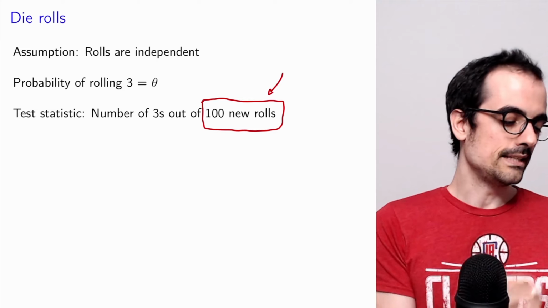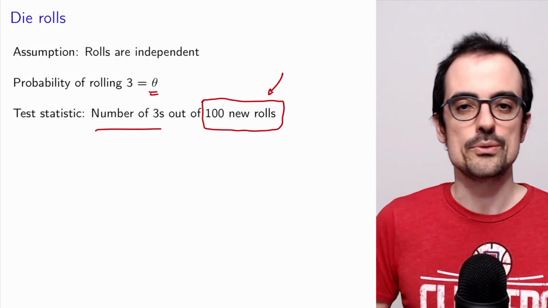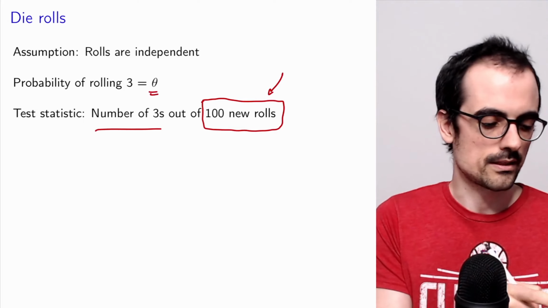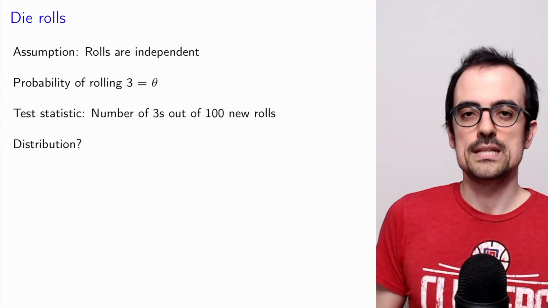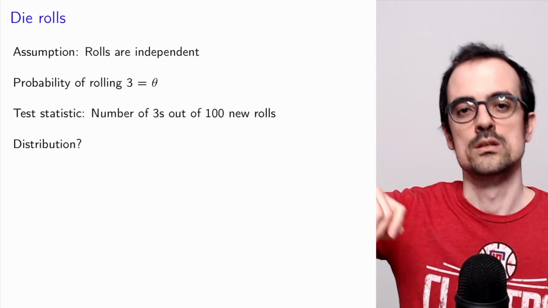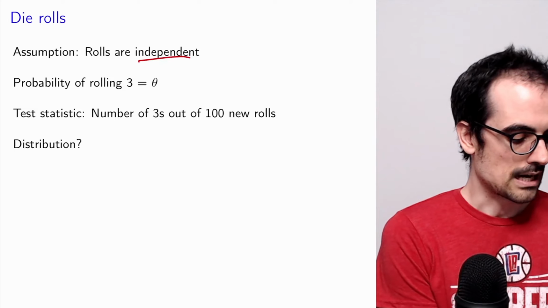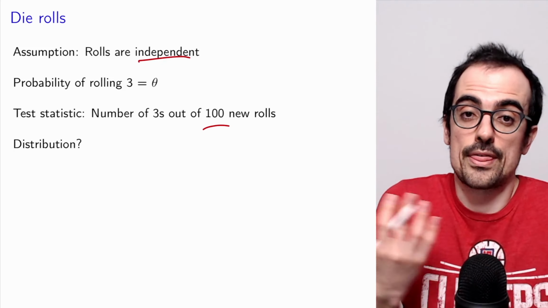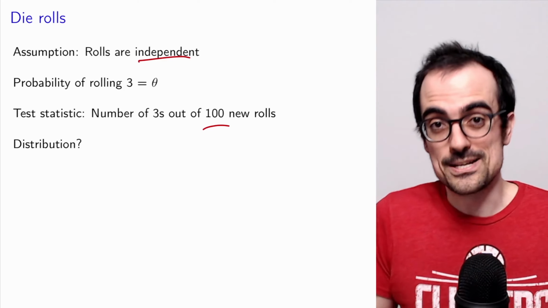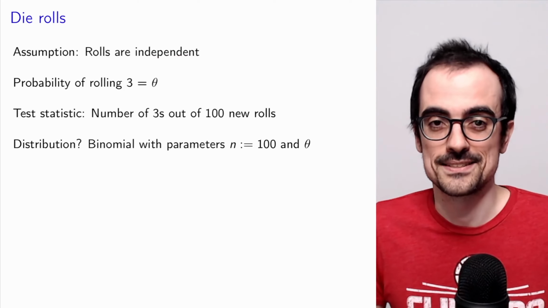Okay, so now we have this test statistic, and we're going to come up with a distribution that depends on this parameter theta. Well, if we think that the probability of rolling a 3 every time we roll is theta and the rolls are independent, and we're rolling the die 100 times, the number of 3s is binomial with parameters n equals 100 and theta.